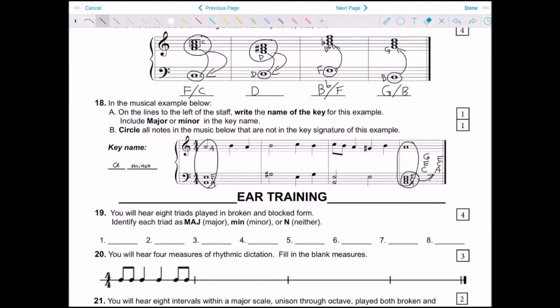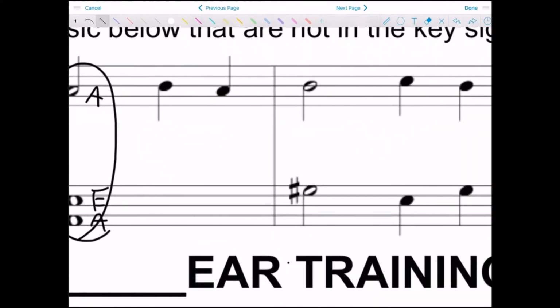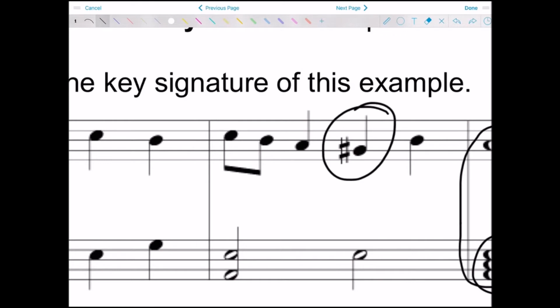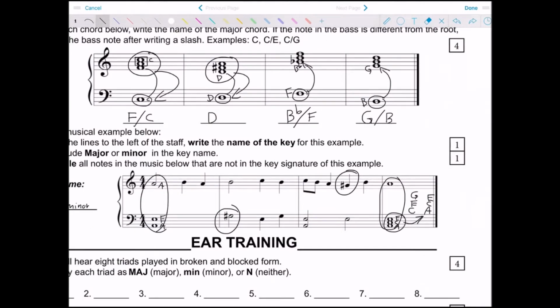Okay, so now it says, circle all the notes in the music below that are not in the key signature of this example. Pretty much if it has a flat or sharp in front of it, it's not in the key signature. Because the key of A minor has no sharps or flats, so what we're going to do is we're going to circle this one, and we're going to circle that one, and that's all you have to do.